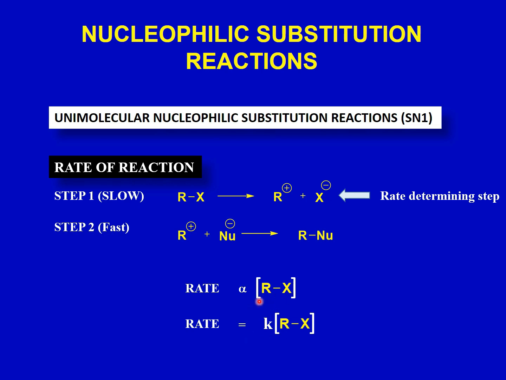So this is the rate constant, and the rate equation becomes rate is equal to k times the concentration of alkyl halide. Now you can see here that the concentration of the nucleophile has nothing to do with the rate of reaction. It's only the concentration of the alkyl halide that affects the rate of reaction directly.